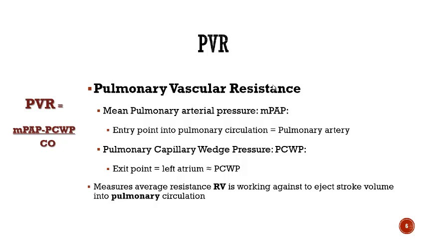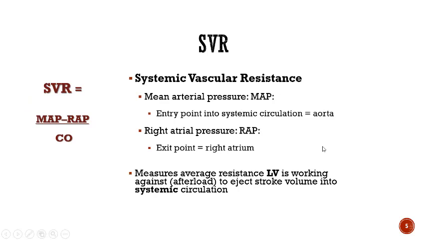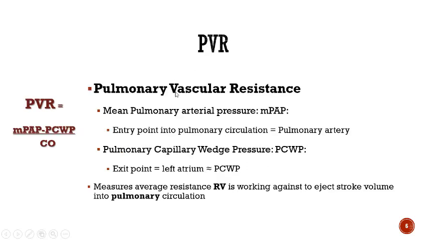So you have your pulmonary vascular resistance, and its entry point is going to be the pulmonary artery, okay? So the entry point here was your aortic artery, because we're talking about your systemic circulation. We're talking about the left side of your heart. Here we're talking about your pulmonary vascular resistance, or your pulmonary circulation. So the entry point is going to be your pulmonary artery. The mean pulmonary arterial pressure is abbreviated MPAP, okay? Your exit point is going to be your left atrium.